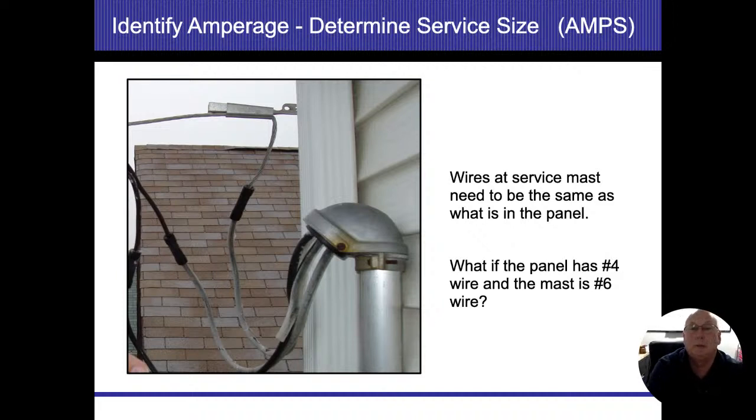Wires at the service mast need to be the same as what's in the panel. We run into this quite a bit. You're going to see that the mast that comes down there all of a sudden might be a number 6 wire, or even the service drop coming across the top could be a number 6 wire. And then as it comes inside, it's either bigger or smaller. So somebody got into the meter and changed things out. We want to make sure those wires are the same size. And at least we should be suspicious when things are changed.